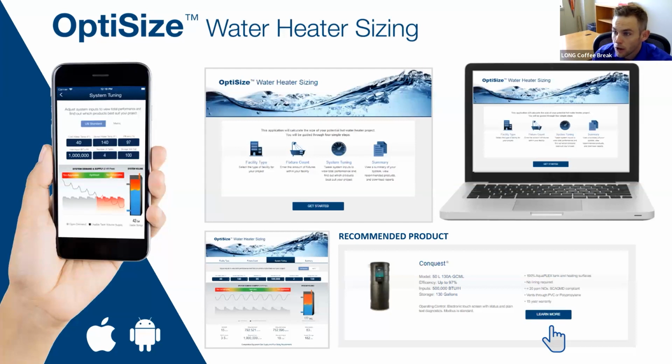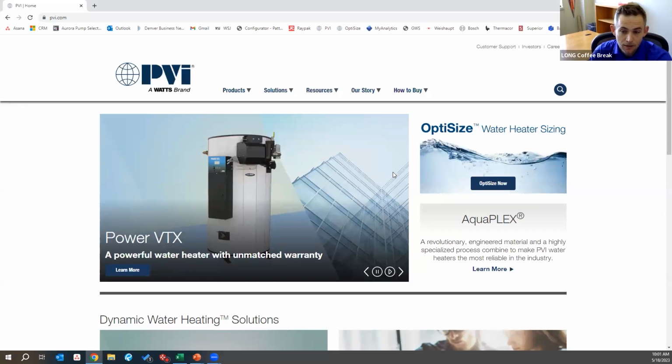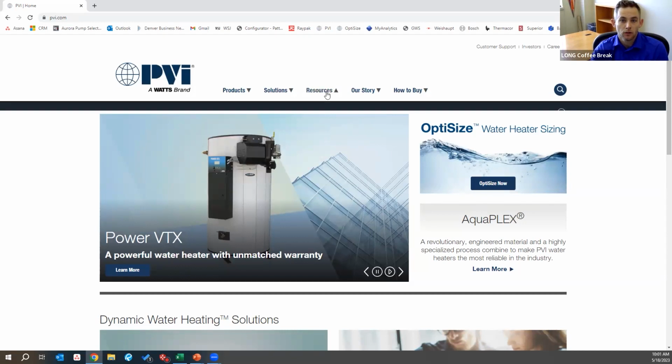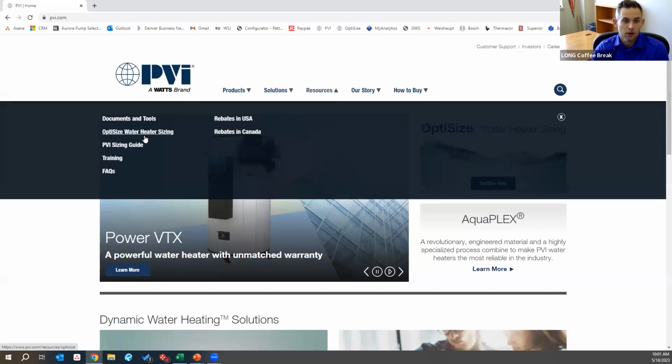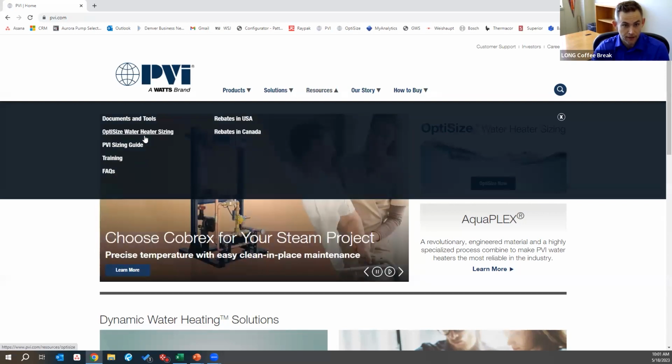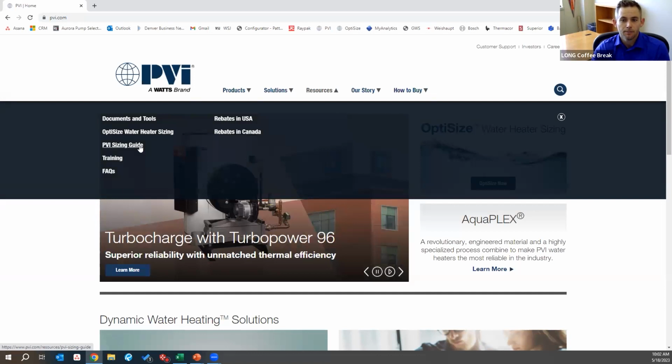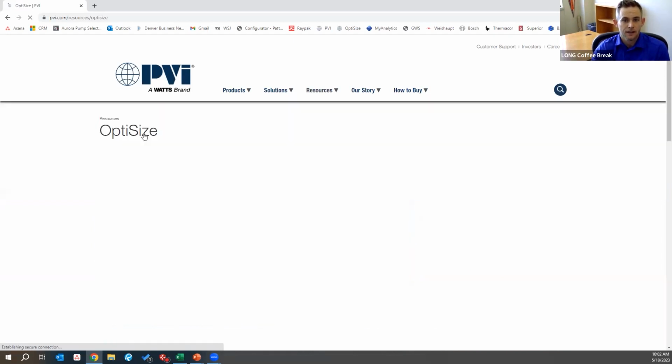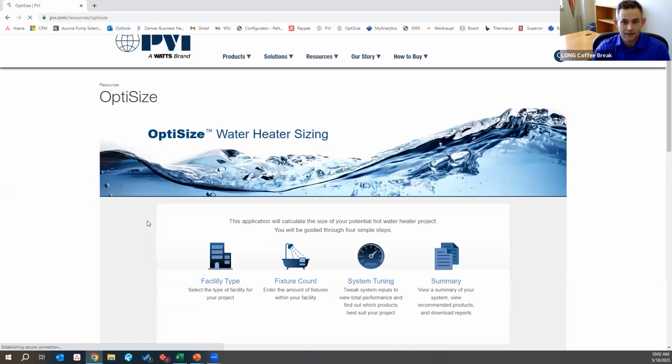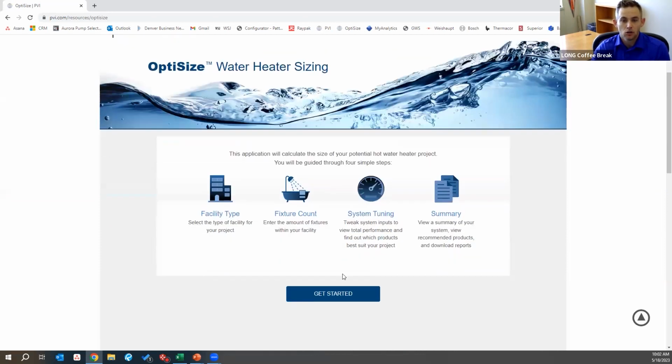So we're going to go to the PVI website, pvi.com. On PVI's website, we're going to go to their resource tab. On the resource tab, we're going to go to their OptiSize water heater sizing program, the link right here. You can see below they have a PVI sizing guide. That's actually their old program that's still in function. Some people might still use that, but this is their newer water heater sizing that I'm going to walk you through. Okay, so we're going to click on that. It's going to take us to the OptiSize water heating program. Okay, so let's get started.